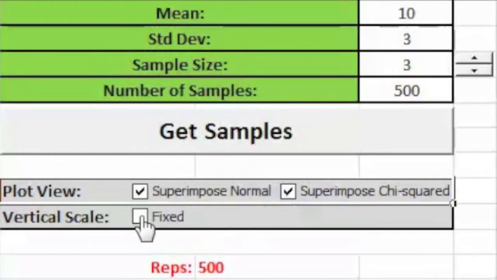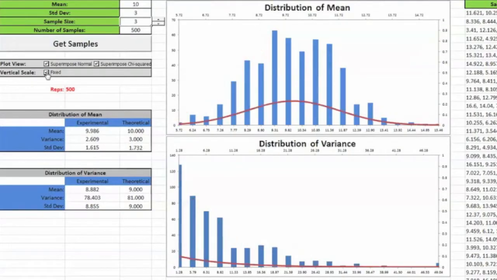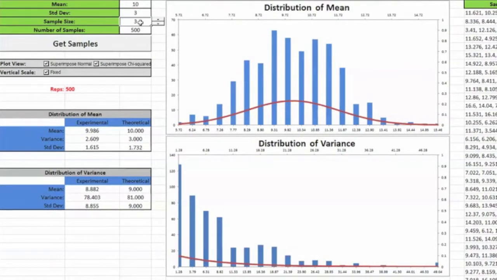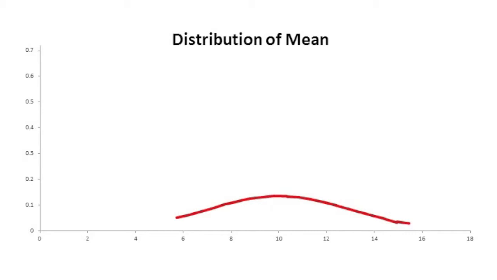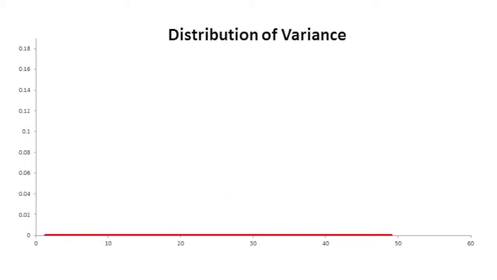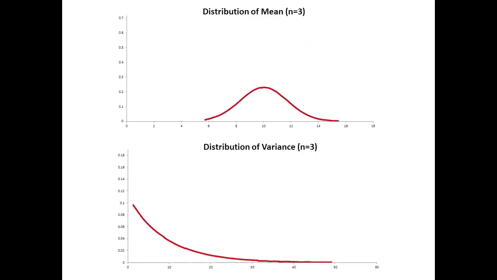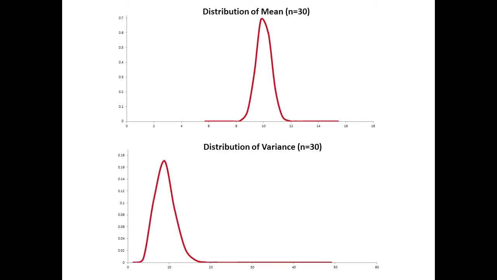Let's get back to the spreadsheet and use it to explore what happens when we change the sample size. If we set the scaling to fixed, then we will see how the width of the mean and the variance change with sample size. If we set n equals 1, we get these distributions. We are in essence sampling single elements from the population, and their distribution is of course the same as that of the population, and the variance associated with a single point is 0. Choosing a sample size of 3 gives these curves, n equals 5 gives these, and n equals 30 these.